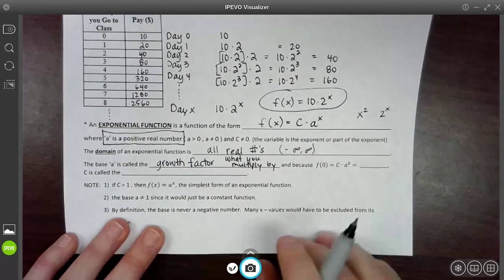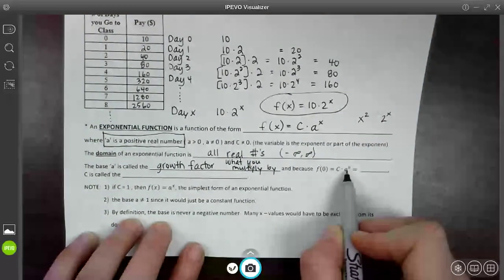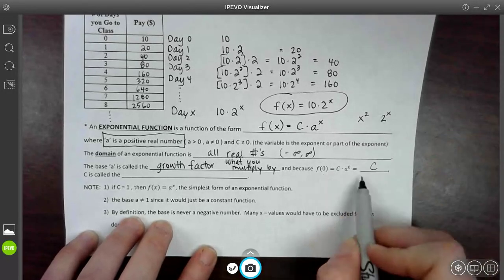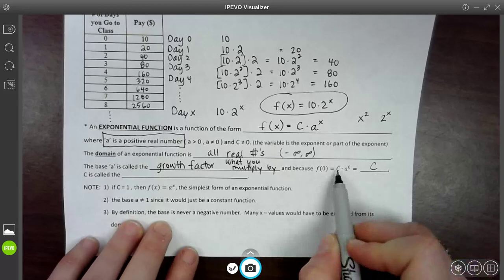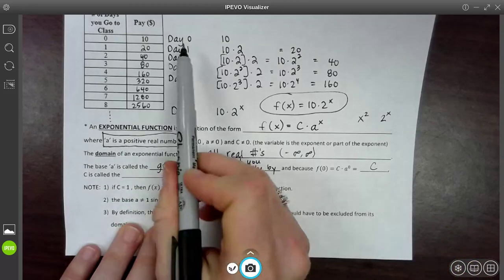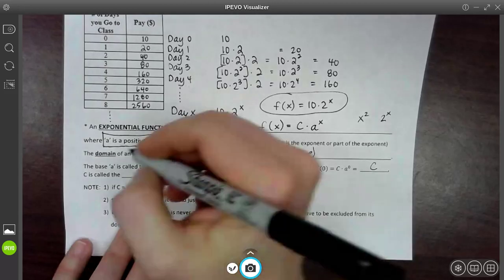Okay? And because f of 0 equals c times a to the 0, well, a to the 0 is 1. 1 times c is c. Since f of 0 will always equal c, that initial constant, then we call c the initial value. So on day 0, I started with 10 bucks. $10 was my initial start rate, my start money.